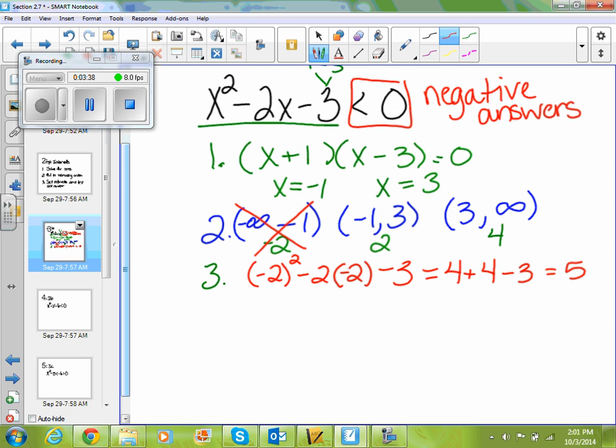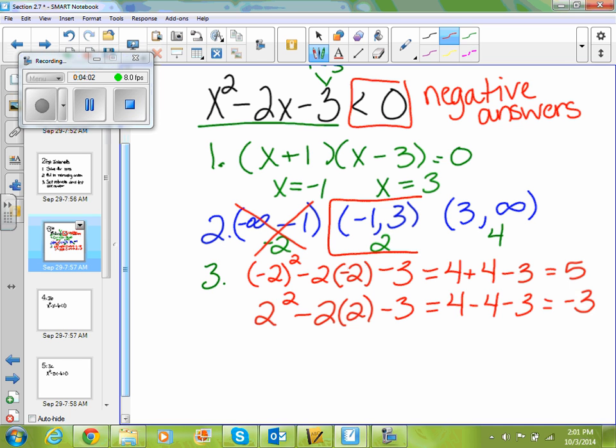If I start with 2, I'm going to get 2 squared minus 2 times 2 minus 3. So 2 squared gives me 4. Negative 2 times 2 gives me negative 4 minus 3, which gives me negative 3, which is a negative number, so it is going to give me a solution to my inequality.